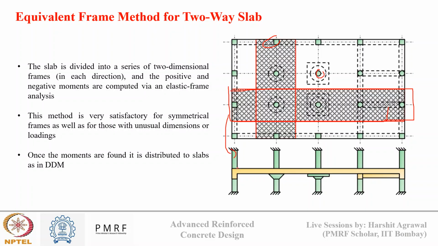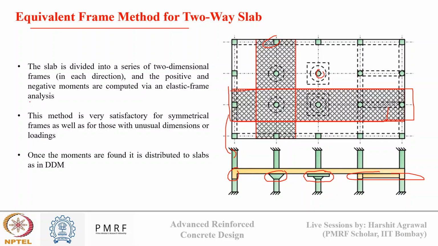there is a corner edge slab, there is a slab with column capital, there is a slab with drop panel and column capital, and there is a beam supported slab. So in the same segment there are different types of slab system present. Now for such a complex system, the code coefficient method and direct design method can't be used. So for such a system we use the equivalent frame method.